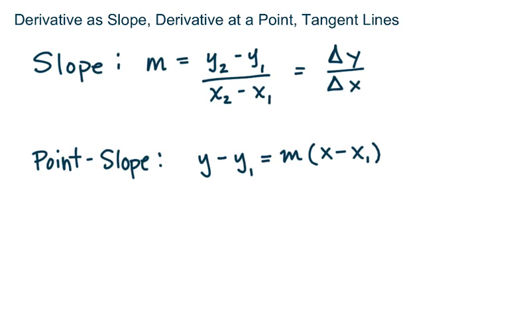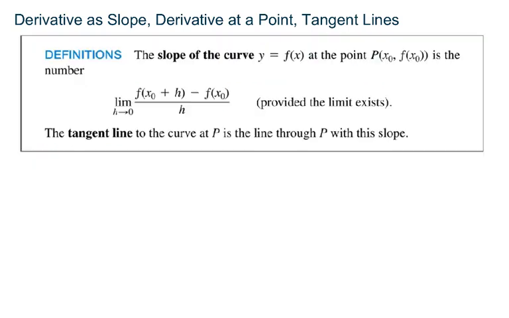And that helps me develop my slope intercept equation, y equals mx plus b. If you don't like using this point slope equation, that's perfectly fine. You can use y equals mx plus b, but I'm going to work through the problems using point slope. So I just wanted to make sure we knew our slope and our point slope equation before we began talking about the derivative as slope, or slope as the derivative.